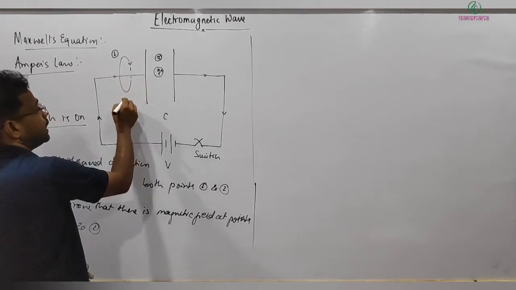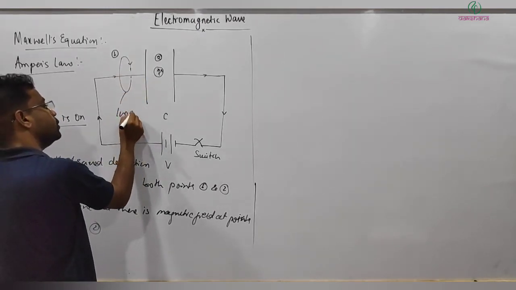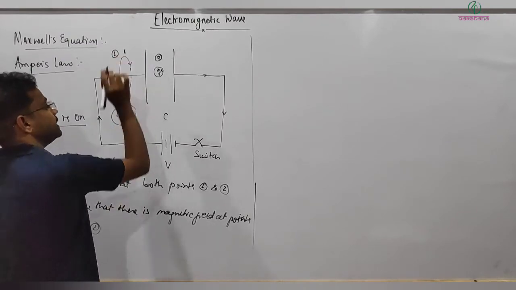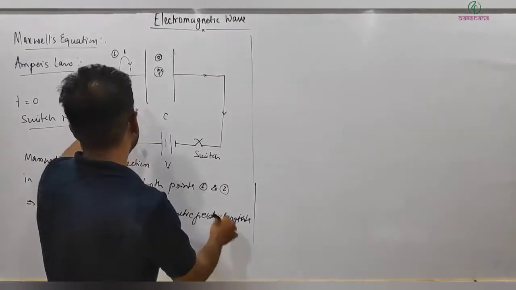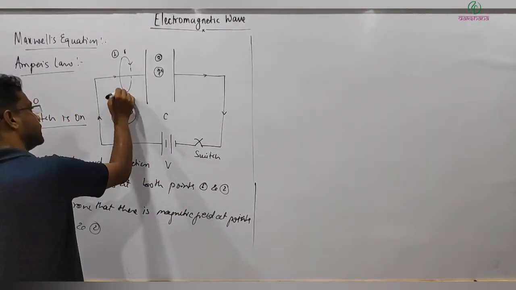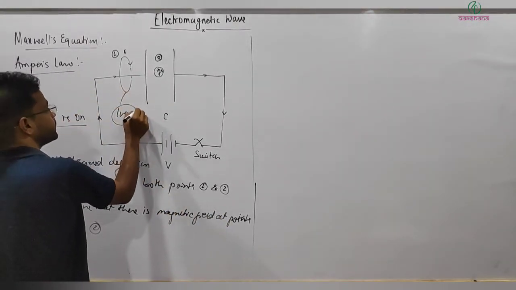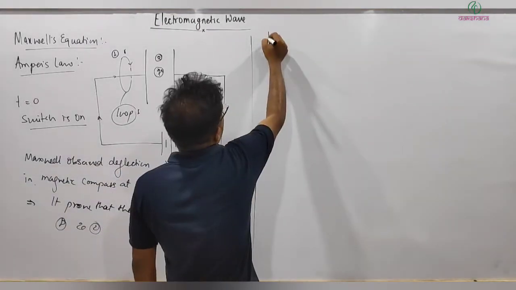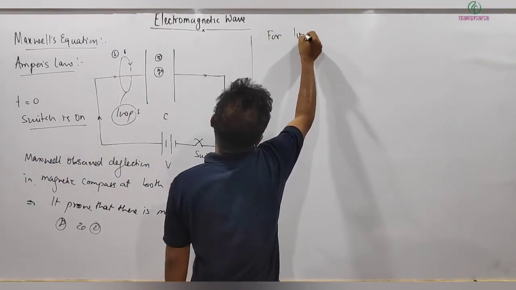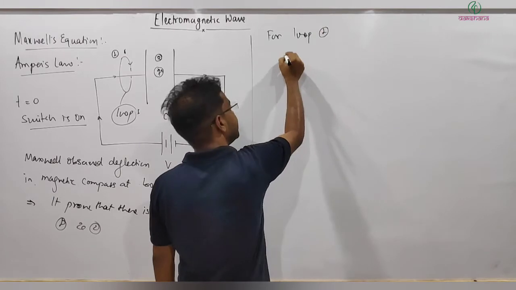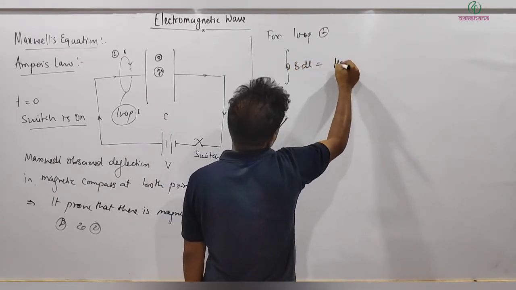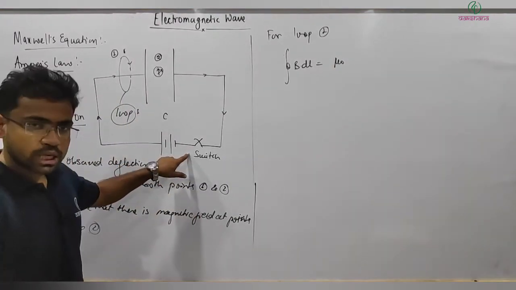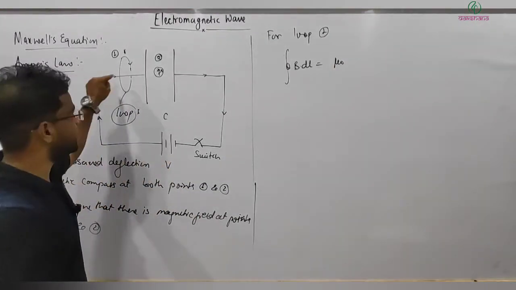Let's say this is a loop of radius r. Okay, so this is loop 1. For loop 1, we can write the integral of B dot dl is equal to mu naught into... so when the switch is on, what will happen? Some current will be there.